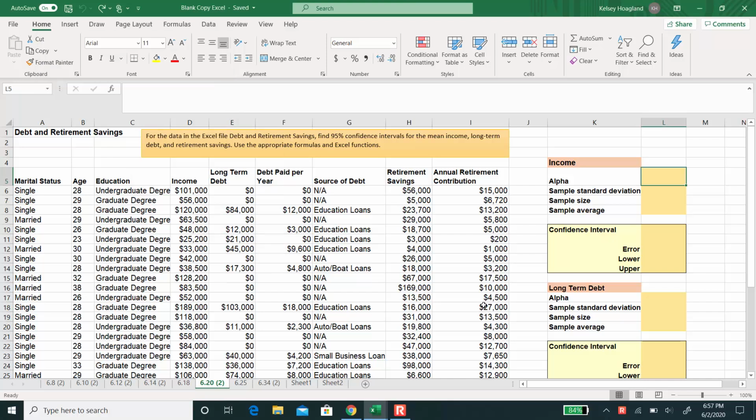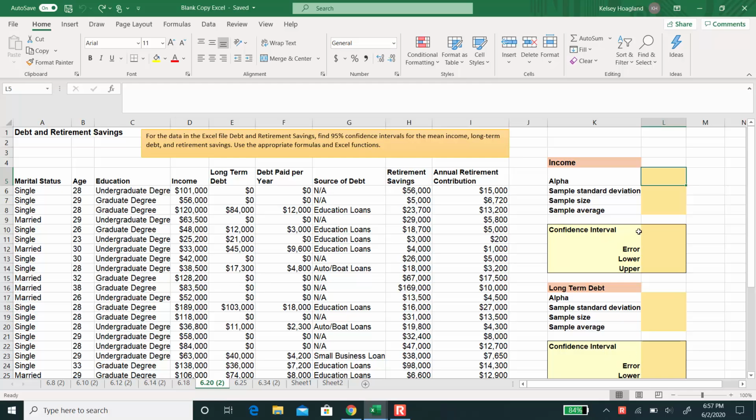So this video is going to teach you how to find confidence intervals and how to find every bit of information that you need to know the confidence interval. So over here is all of our data, and then I'll read the question. For the data in the Excel file Debt and Retirement Savings, find 95% confidence intervals for the mean income, long-term debt, and retirement savings. Use the appropriate formulas and Excel functions.